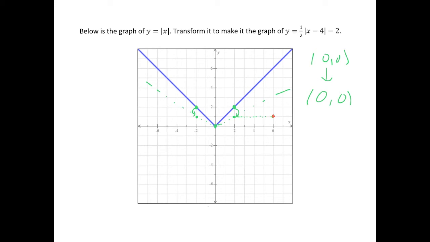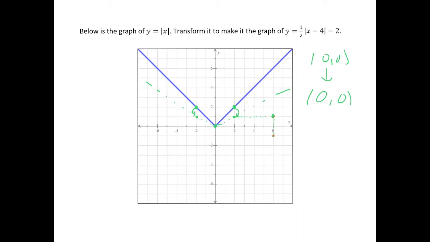And, whoops, excuse me. I don't want to color that red yet because we still have some more shifting to do. We're also subtracting by 2, so that means this point is also going to get shifted down 2 units, and so we get this point. And now I'm going to dot it red to indicate that this new point is going to be on my graph.